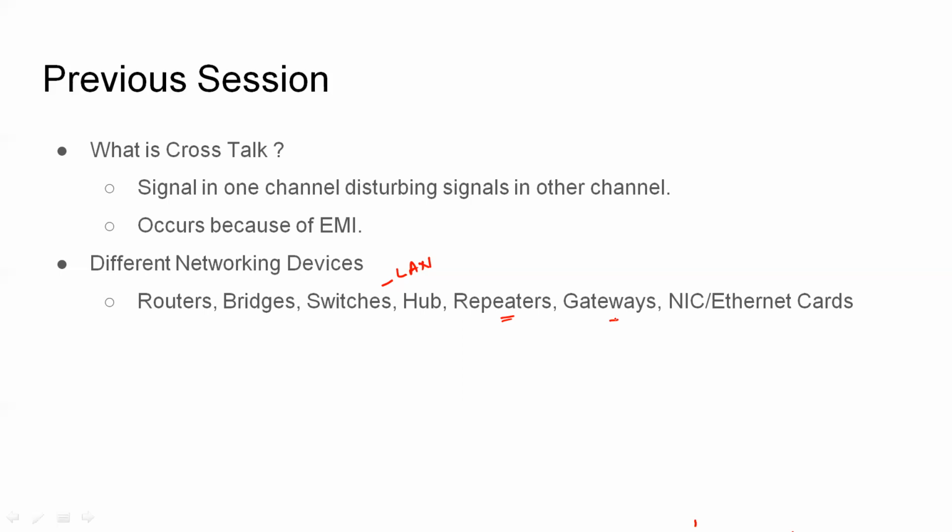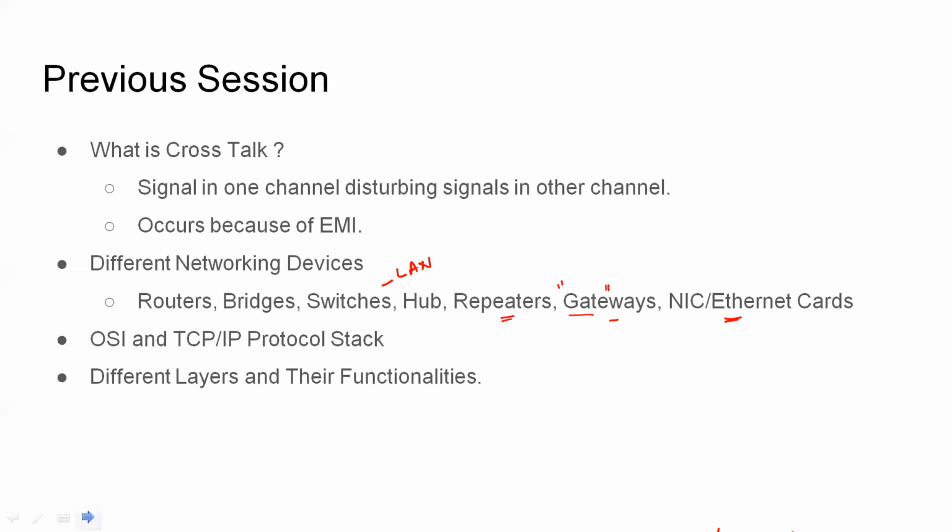So as the name itself indicates, it acts as a gate, right? It acts as a gate for incoming as well as outgoing packets. And then we have seen Ethernet cards. Ethernet cards basically, it's through this only we are connecting to the internet. And so we have seen OSI and TCP/IP protocol stack, where different layers as well as their functionalities were highlighted.